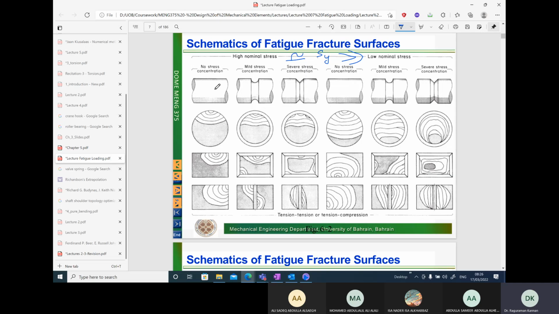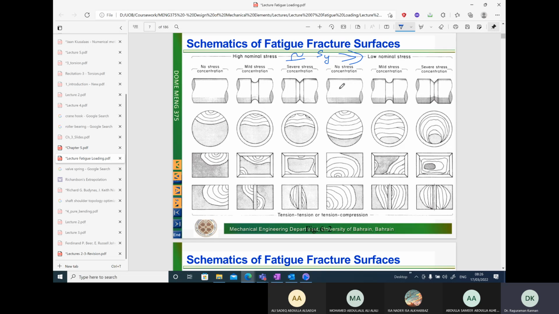Okay, so there are three conditions here. We can see a plain shaft, a shaft with a shoulder with a smooth fillet, and a shaft with a shoulder but having sharp corners. Obviously this case will lead to very high stress concentration. There is stress concentration here and there is no stress concentration here. So first let's compare how the cross-section fracture surface looks in the case of low nominal stress without any stress concentrators here and here.